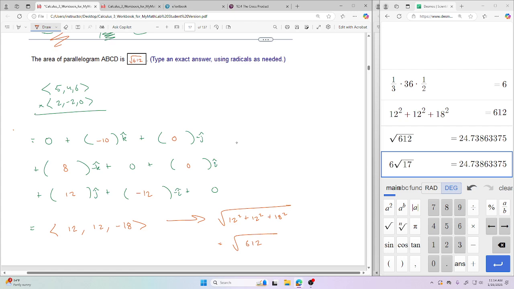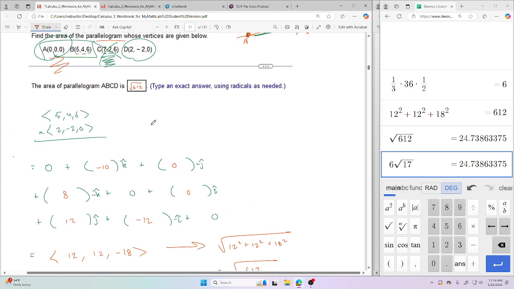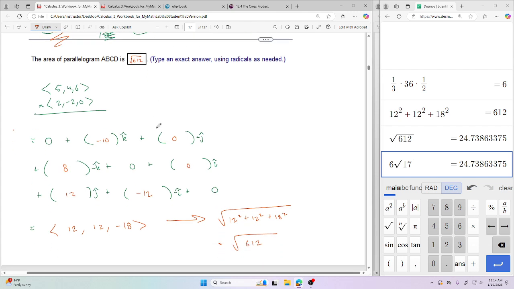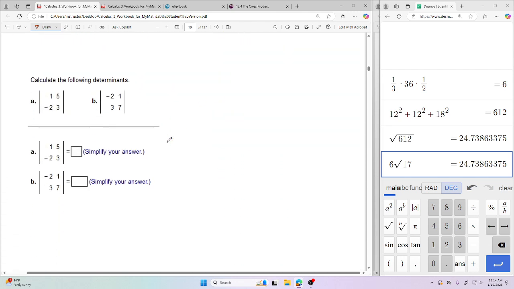Again, I'm happy that I didn't have to use the C, and I chose that correctly. Just good this time. Determinants. All right. So this is not true.